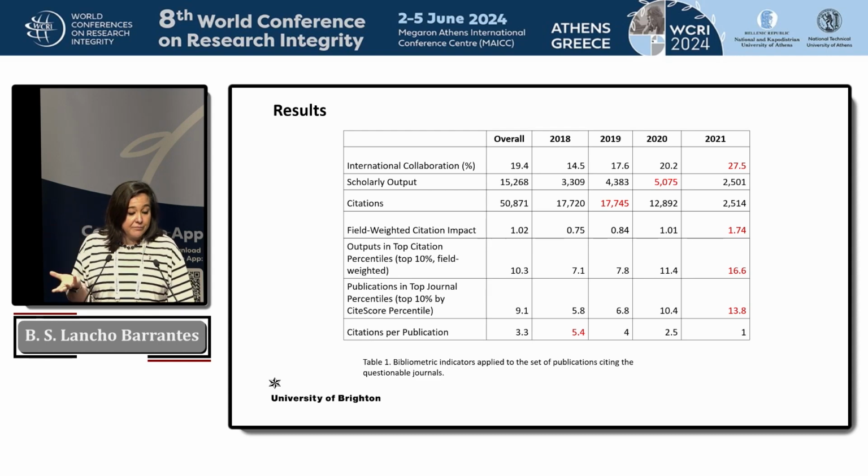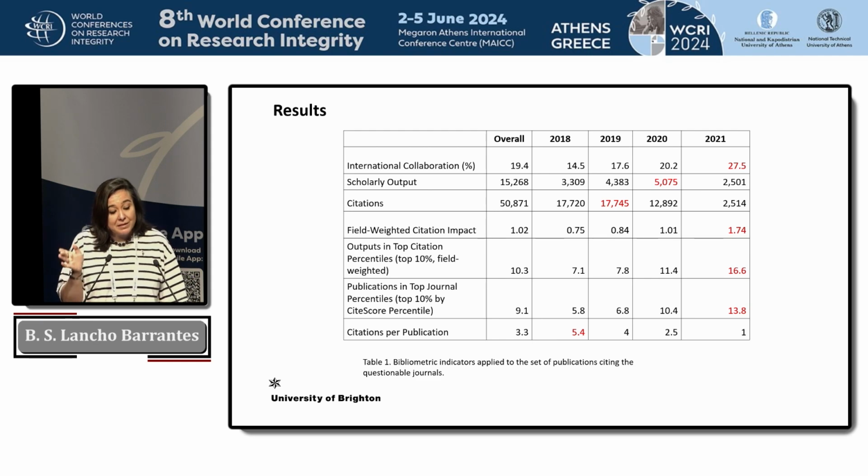This publication set obtained a field weighted citation impact of 1.02, which is an average of the same kind of discipline, the same period of time, and the same type of documents. 10% of these publications were in the top citation percentiles, which is good. And also, 9% of these publications were published in top journal percentiles. We can see that the highest scores in the indicators were in 2021. It could be nice to investigate a bit more why the publications in 2021 obtained the highest bibliometric indicators. Could be interesting. As you can see in red, they have the highest indicators.